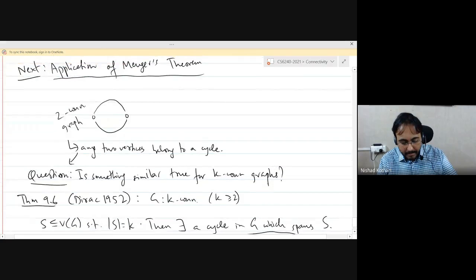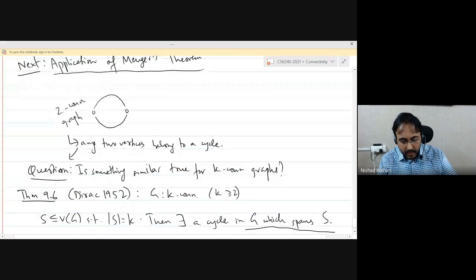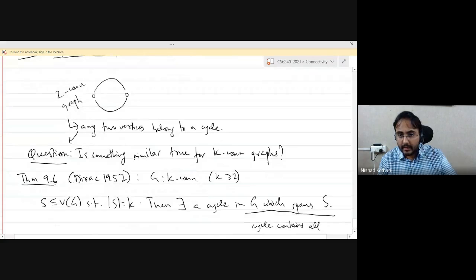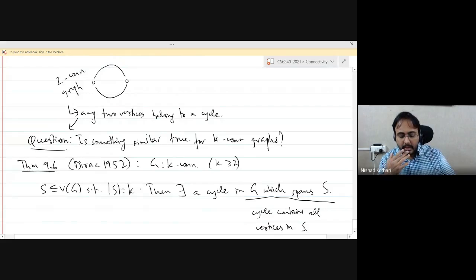Good. So we know that any two vertices belong to a cycle, right? That's equivalent to saying that they are joined by two internally disjoint paths. And the question we asked is whether something similar is true for k-connected graphs. And that is actually true.